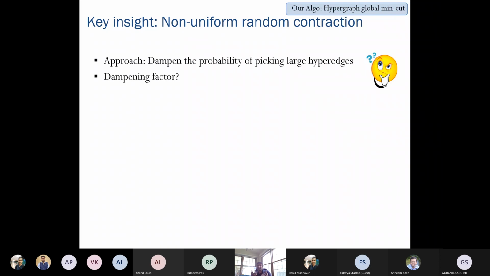So the first thing you would try is, why not pick hyperedges with probability that is inversely proportional to the size of the hyperedge? Or why not inversely proportional to the squared size of the hyperedge, or cubed size of the hyperedge, and so on. So you could try these things. What we give is a clean way to dampen. So we don't do any of these. We give a different way to dampen.